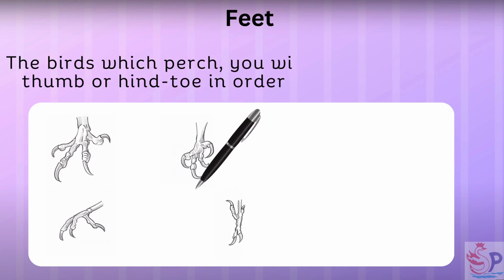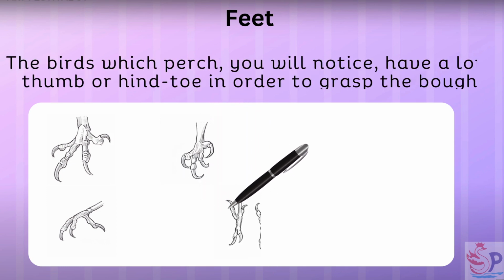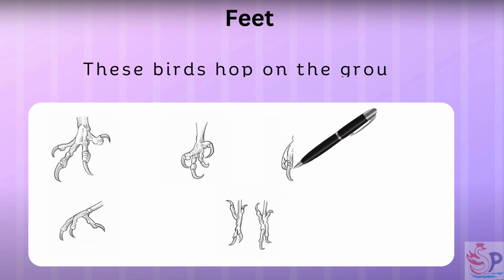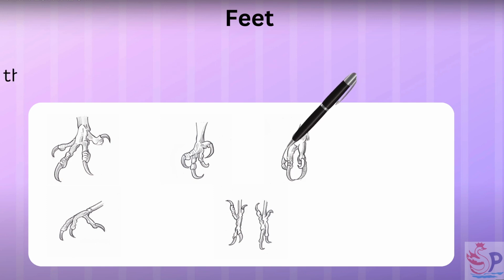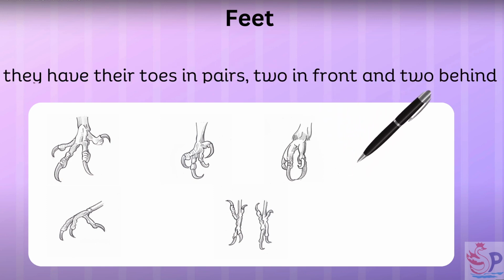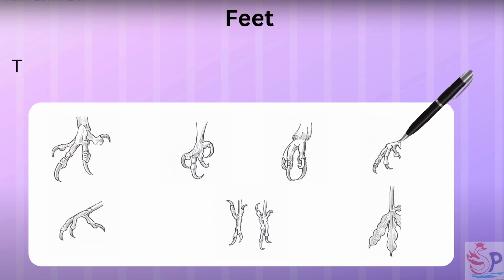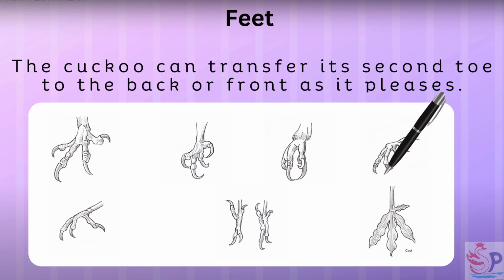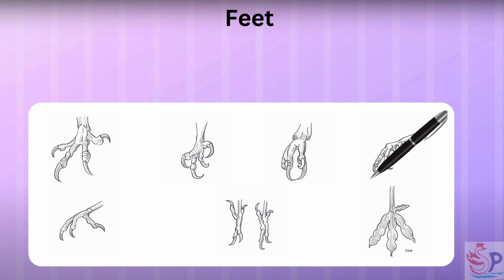The birds which perch, you will notice, have a long thumb or hind toe in order to grasp the bough. These birds hop on the ground. They have their toes in pairs, 2 in front and 2 behind. The cuckoo can transfer its second toe to the back or front as it pleases.